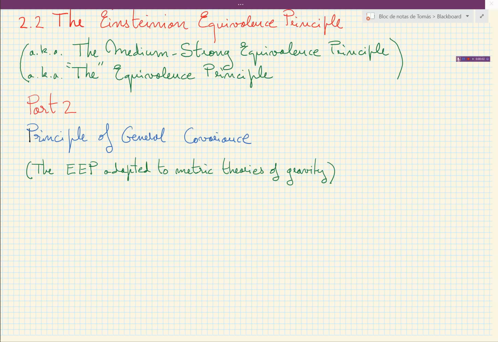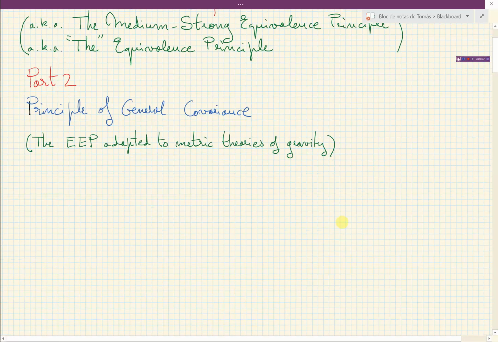In this video, we are going to continue our study of the Einsteinian equivalence principle and its consequences. One of the main results of the previous video was that the Einsteinian equivalence principle implied, or almost implied, that gravity should be represented by a metric. You can think of the principle of general covariance that we are going to enunciate now as an adaptation of the Einsteinian equivalence principle to theories of gravity in which gravity is represented by a metric. So these are called metric theories of gravity.